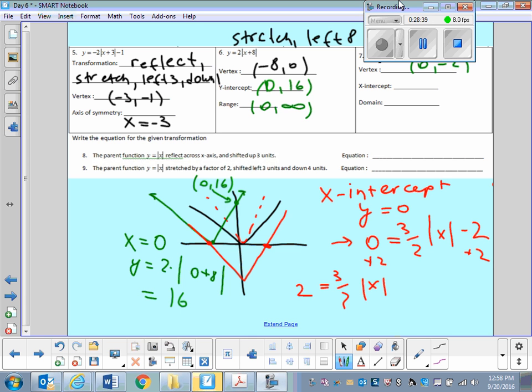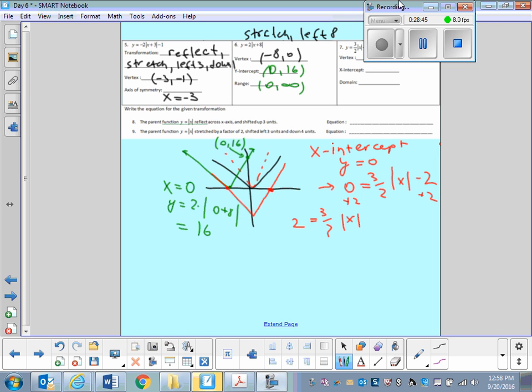Absolute value of x. To get rid of my 3 over 2, I just multiply by 2 over 3. And so multiply by 2 over 3 both sides. And then I have 4 over 3 equals absolute value of x. What do you think x is? Someone, anyone? What is my x? 4 over 3.